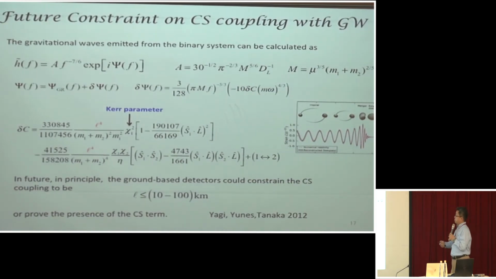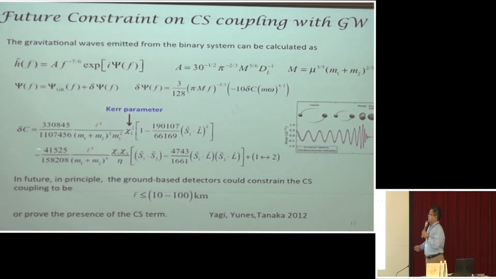But in the future, using a binary system which emits gravitational waves, whose waveform can be easily calculated using the post-Newtonian expansion, the result is here. The point is the phase. We can measure this phase. This phase consists of two terms. This term comes from general relativity, and this delta psi is the contribution from the Chern-Simons term. This contribution proportional to delta C is here. So the Chern-Simons term affects the spin-orbit interaction and the spin-spin interaction.